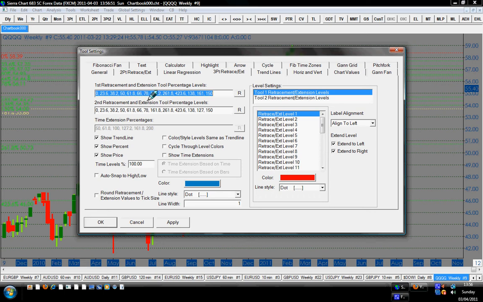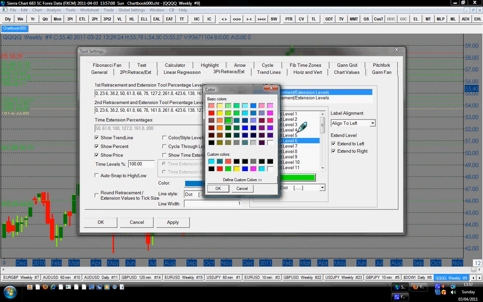61, 66%, 1 to 7, 261, 4 to 3, 138, 161, 150. So I put all of them here, and if I click on one here, this is one of them. I color one green here, there's another one. So you can change the color here by clicking on the color, and then the color will show.